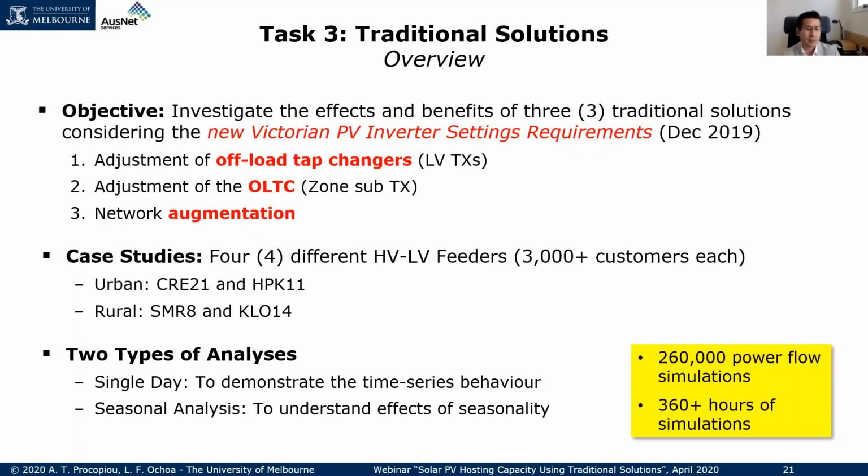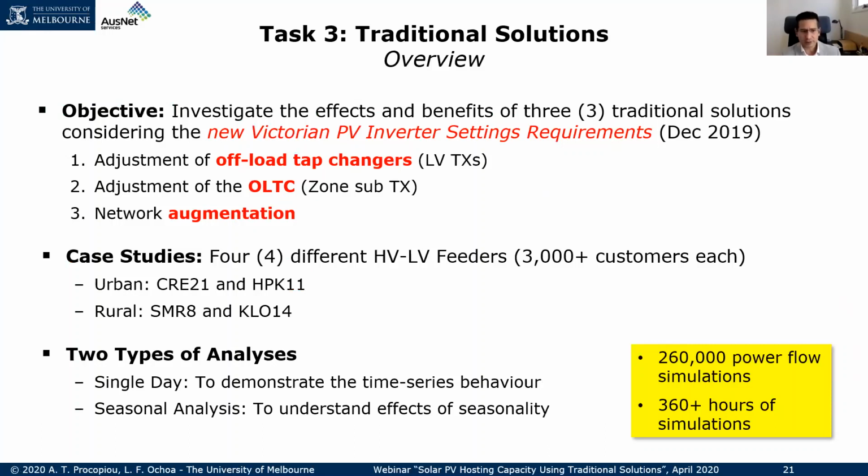The adjustment of the onload tap changers in the zone substations, also known as primary substations. So that is another option that is actually being considered by distribution companies around the world. And of course, the obvious network augmentation, the bigger conductors, larger transformers, this is also an option.